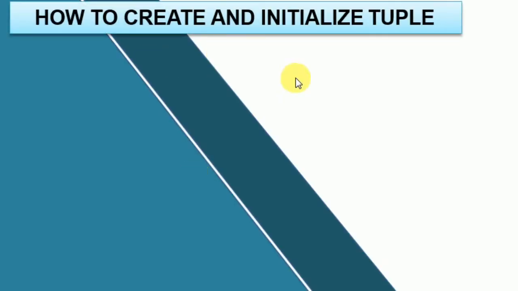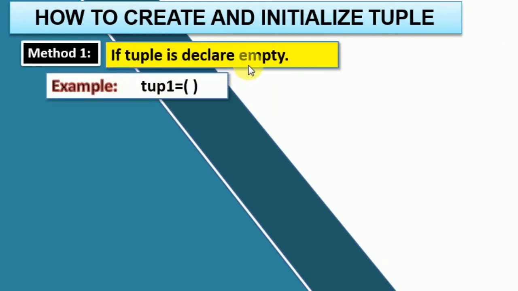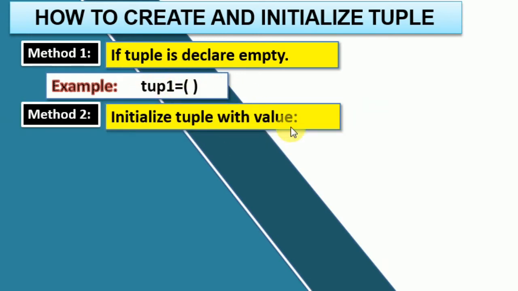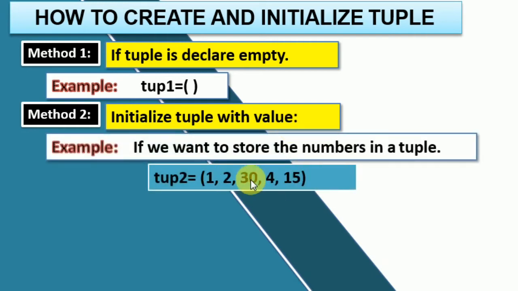Now we move to the different types of declaration and initialization of a tuple. The first one we talk about is declaring an empty tuple. tup1 is the name of the tuple, equals to two brackets without any value. This is an empty tuple. We can use it to store information later. Next is a method to initialize a tuple with values.